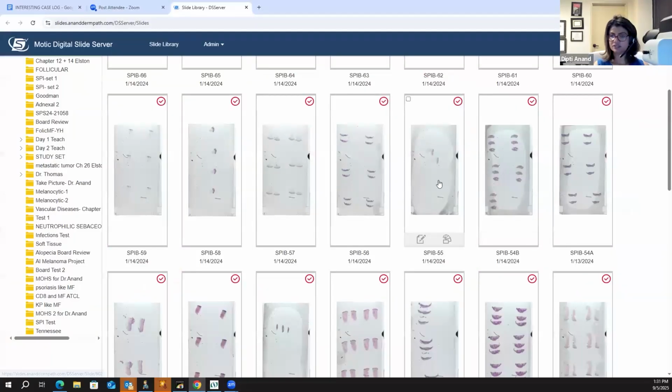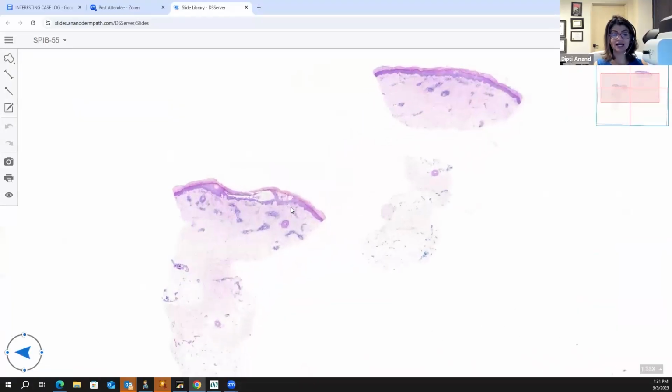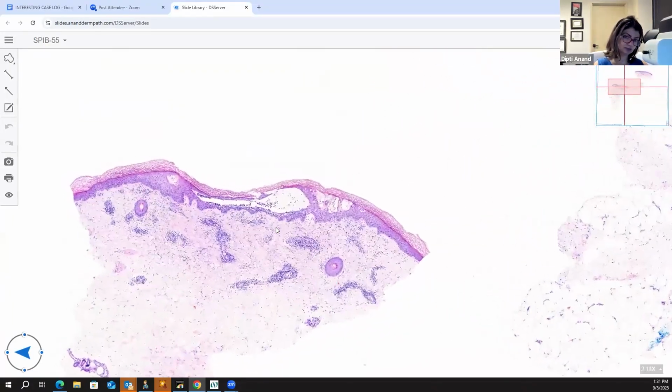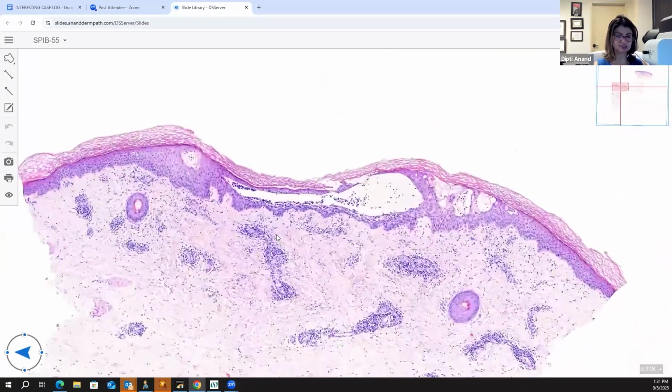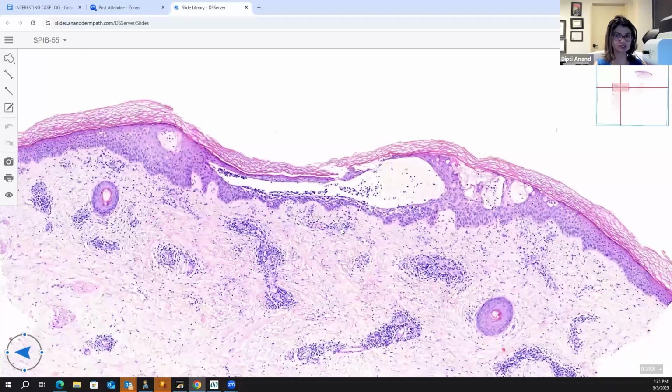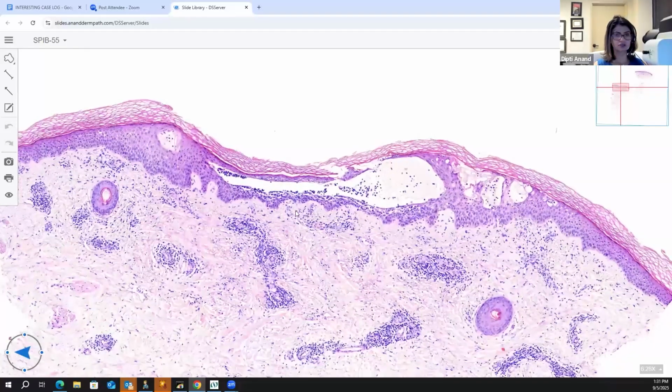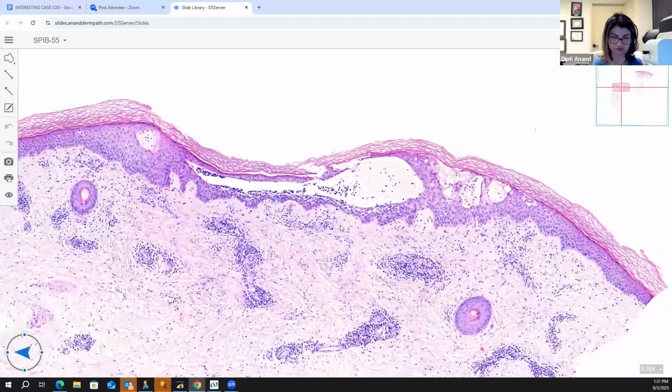We have the next one, which is slide number 55. But that thing which I showed you, the thick epidermis with those microabscesses, that's something that you should remember for pemphigus vegetans. Okay, we have slide 55.